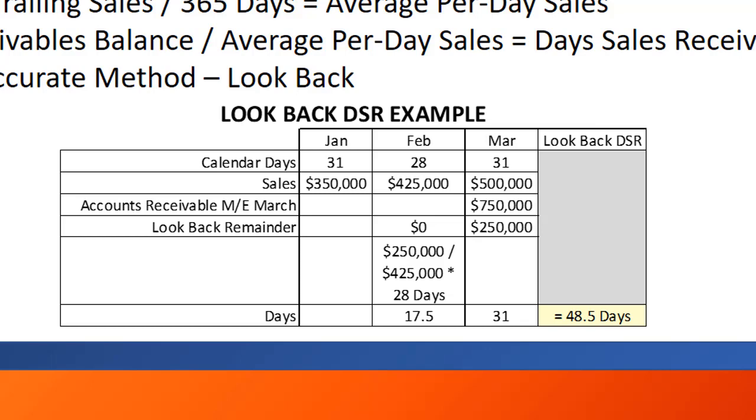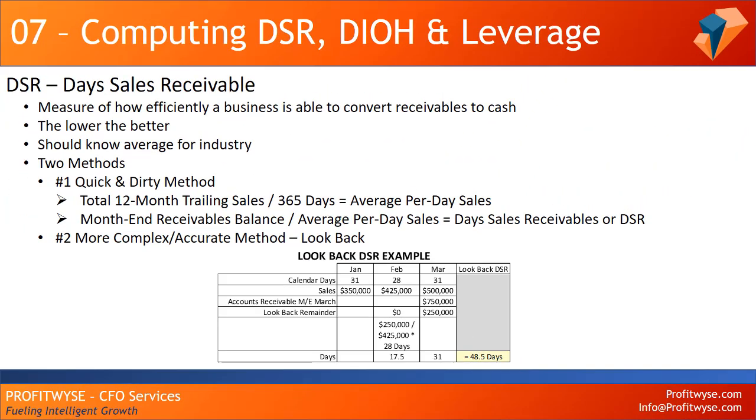So what we do is we divide the amount of remaining receivables that we have after rolling back from March, which was $250,000, and we divide that by the sales in February, which was $425,000, and then we multiply that times the 28 days that are in February, and then we get 17.5 days of DSR from February, and then we add that for the full month of March, which was 31, and you can see our day sales outstanding as of March 31st is 48.5 days.